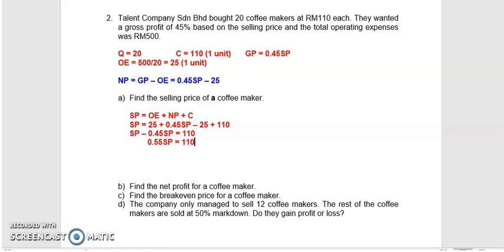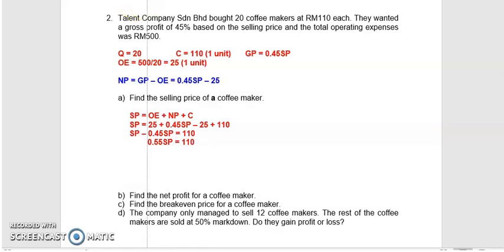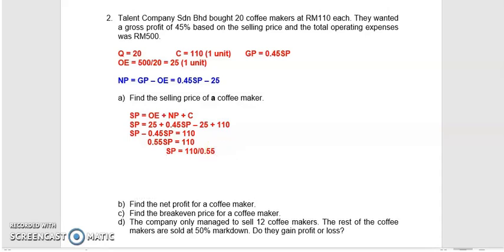Go to 110. So SP is equivalent to 110 divided by 0.55. So SP is equivalent to RM 200 ringgit.